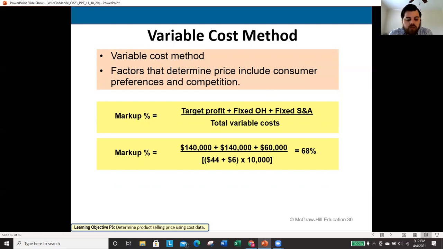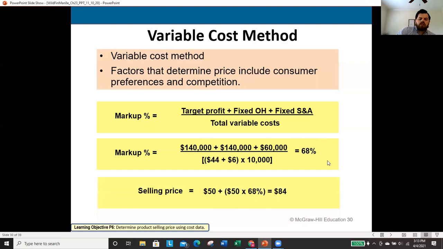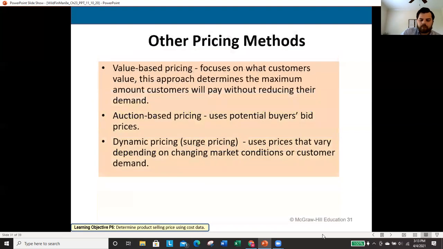So in this case, my markup percentage will be my target profit plus my fixed overhead plus my fixed selling and admin expenses divided by my variable costs. Well, in this case, my target profit was $140,000. I had fixed overhead and fixed selling and admin of $140 and $60 respectively. So that is $340,000 on top, and divided by, in this case, 44 plus 6 is 50. 50 times 10 is 500,000. So we have on the top 340,000 divided by 500,000, coming out to a markup percentage here of 68%. So in this case, my sales price will be my $50 times my 68% markup, and that is, of course, $84.